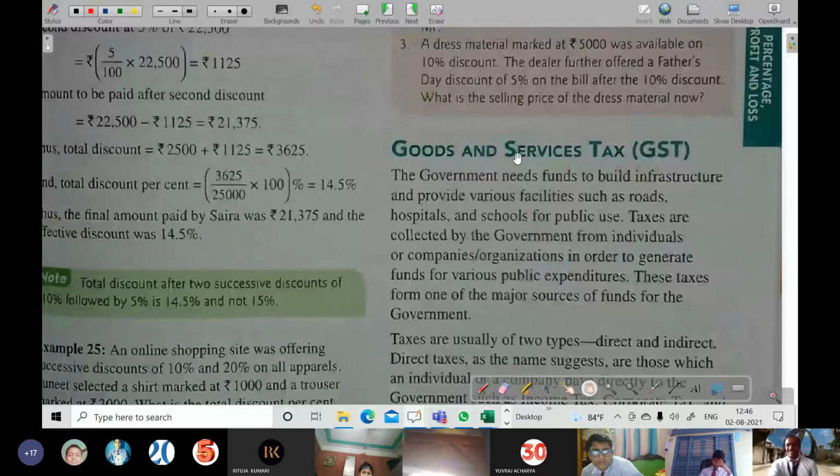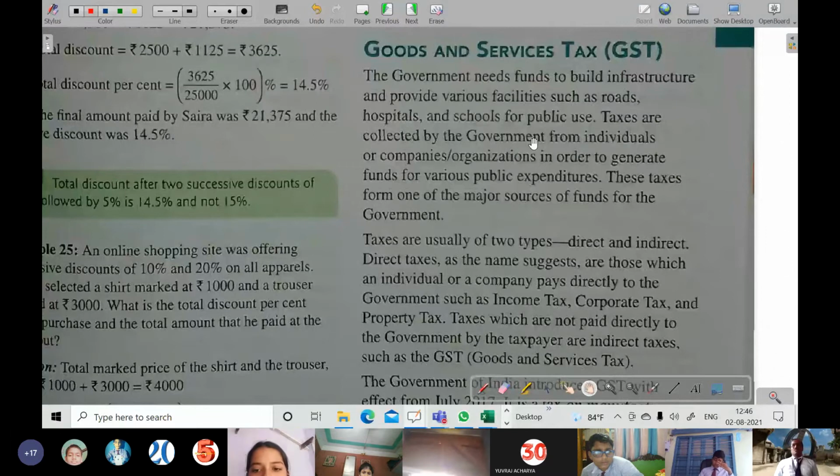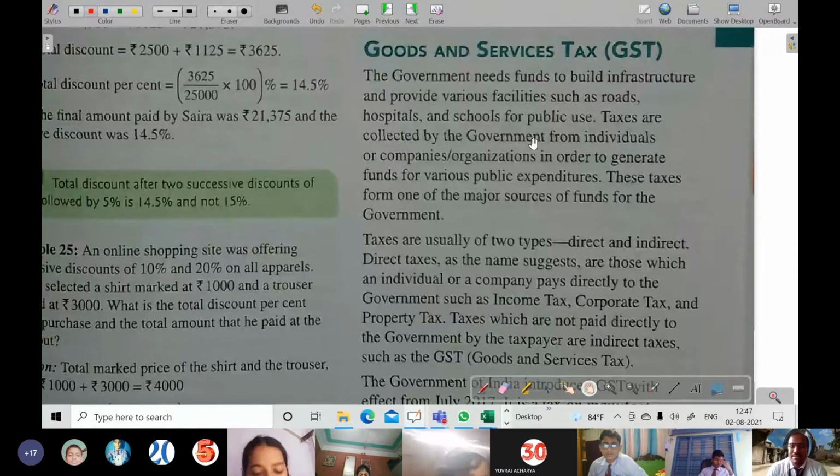Goods and service tax, GST. The government needs funds to build infrastructure and provide various facilities such as roads, hospitals, schools for public use. Taxes are collected by the government from individuals, companies, and organizations in order to generate funds for various public expenditures. These taxes form one of the major sources of funds for the government.